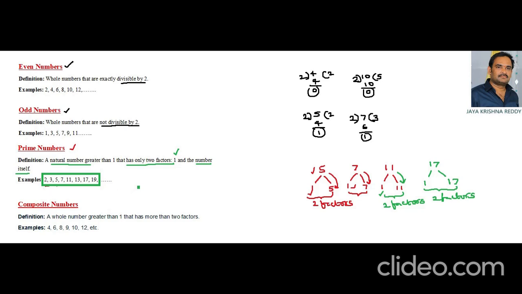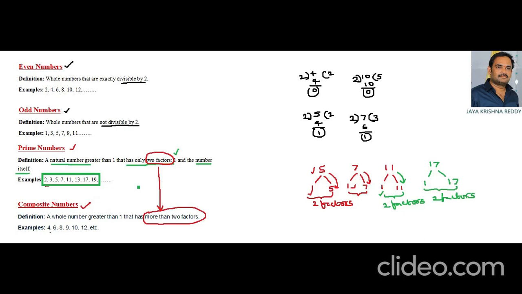2, 3, 5, 7, 11, 13, 17, 19. These are the first 8 prime numbers. And next we have to know about the composite numbers. In prime numbers, we have seen that the prime numbers have only two factors. So if a number has more than two factors, then the number is called a composite number.